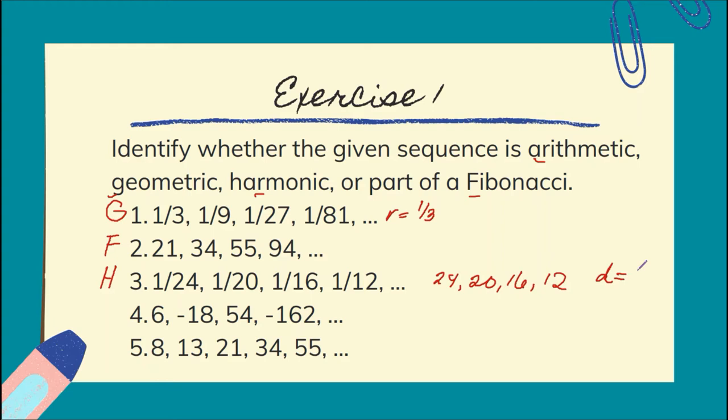Negative 4, sorry. And then number 4, we have 6, negative 18, 54, negative 162. That is geometric. And the common ratio here is, yes, negative 3. And then number 5, 8, 13, 21, 34, 55 is, okay, very obvious. That is part of Fibonacci sequence. Okay, very good.